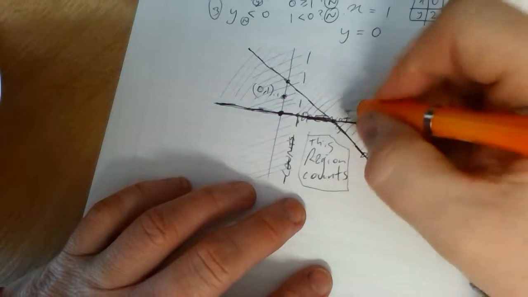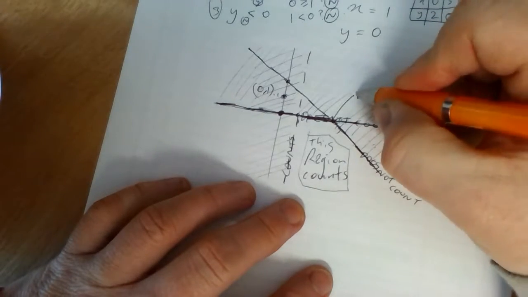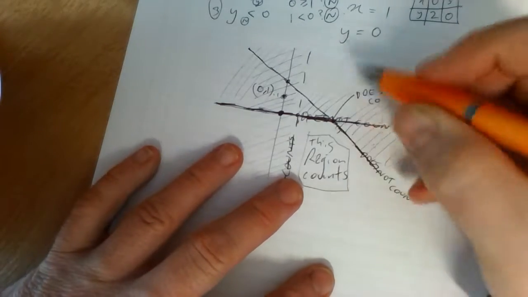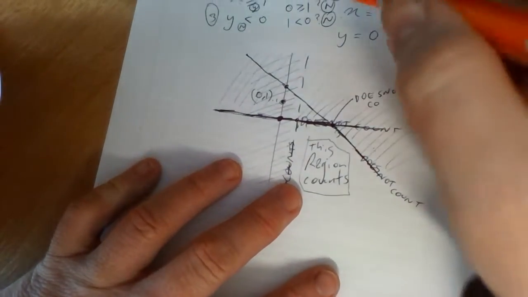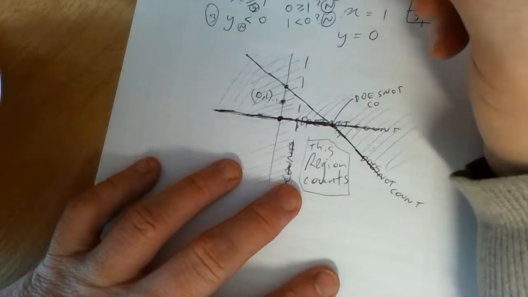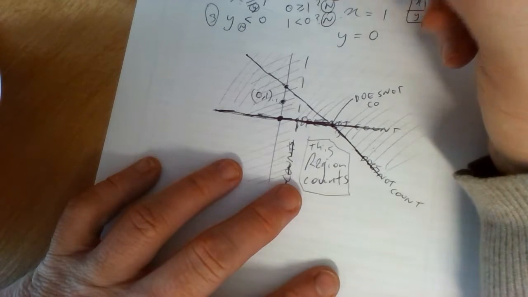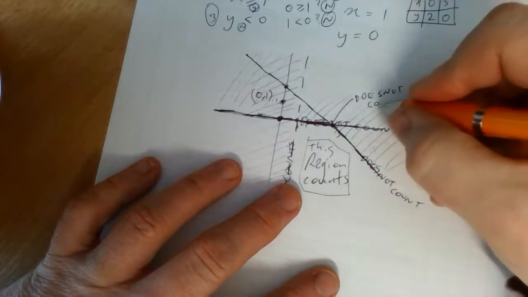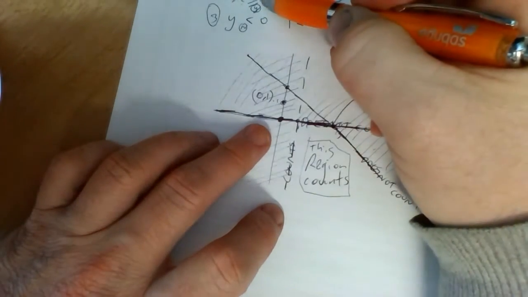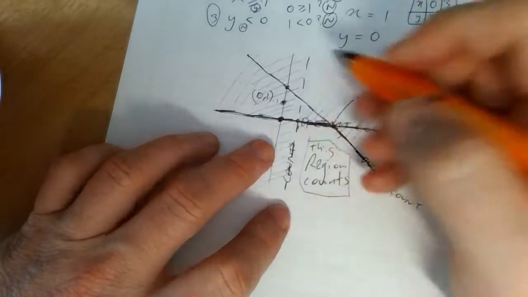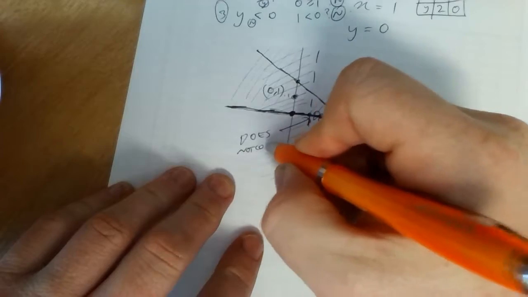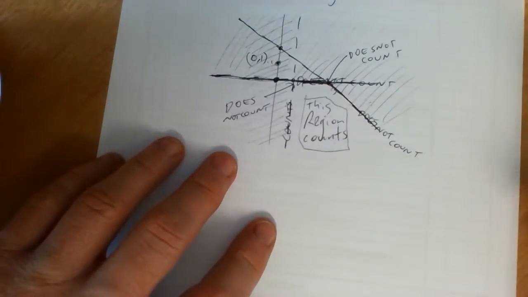Now what about this? I always do the intersection points as well. Does not count. Why doesn't it count? Because that intersection point satisfies that, but it doesn't satisfy, sorry, no, it doesn't satisfy that and it doesn't satisfy that, so it definitely doesn't count. What about this? It satisfies that, but it doesn't satisfy that, so therefore that does not count as well. There you go, that's your answer.